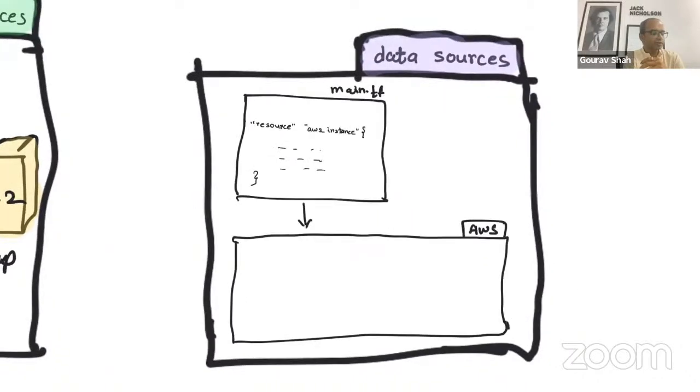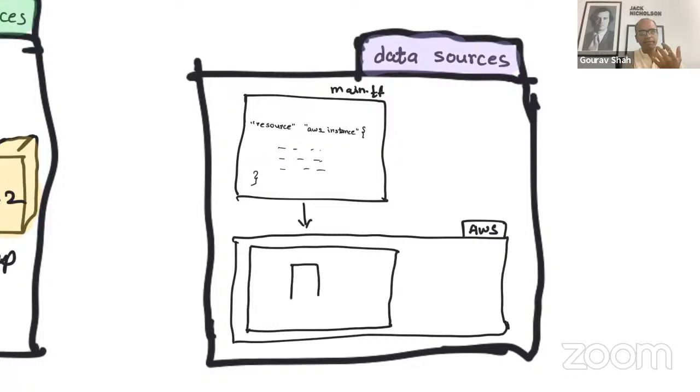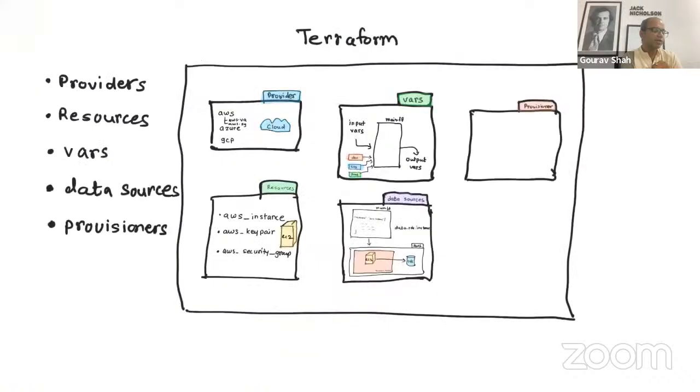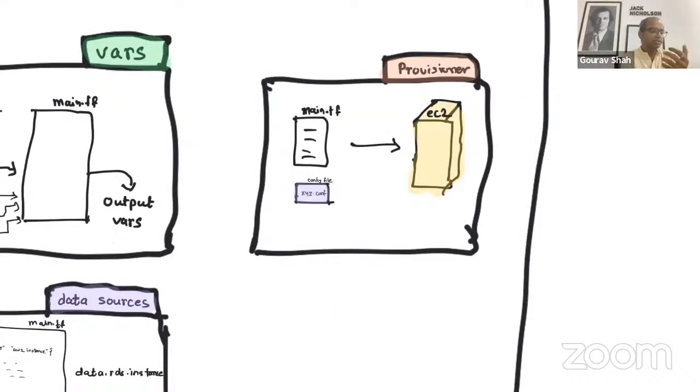Data sources are useful when you have something which is inside AWS already, let's say a database that you've created manually, but you want to bring that or reference that and get the attributes of that database into your code. You use something called a data source, look up an existing resource, and then bring it into your code as well.